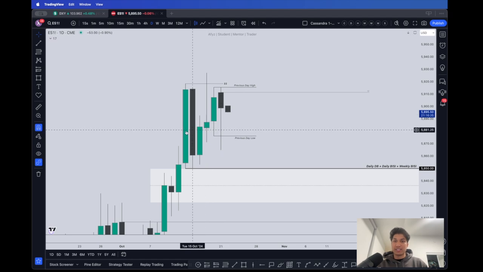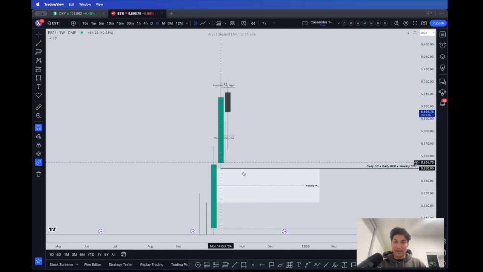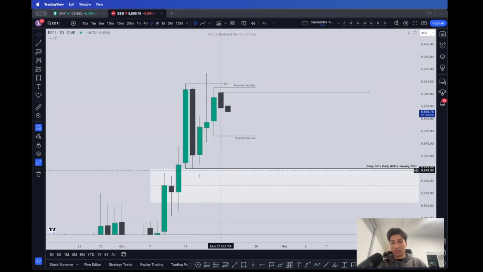I was short biased based on this daily candle closure last week, the weekly imbalance we had created, this buy-side imbalance, sell-side inefficiency, and of course this daily double bottom. So that was my draw on liquidity.